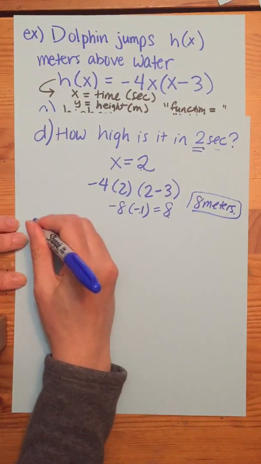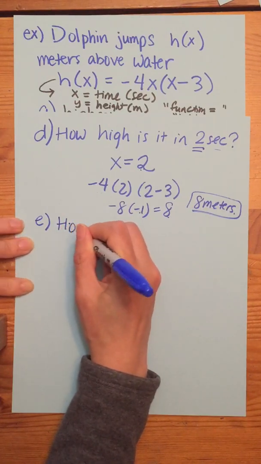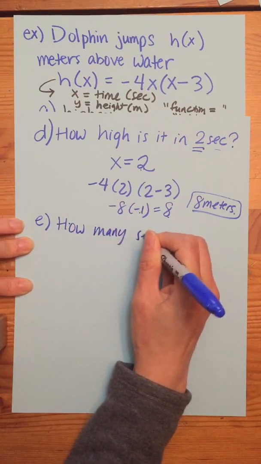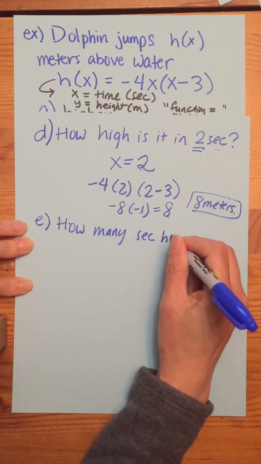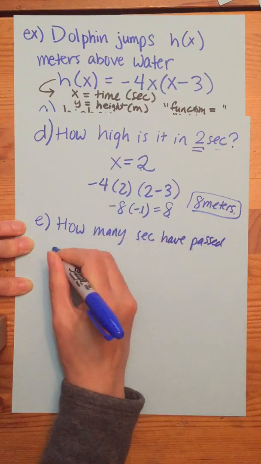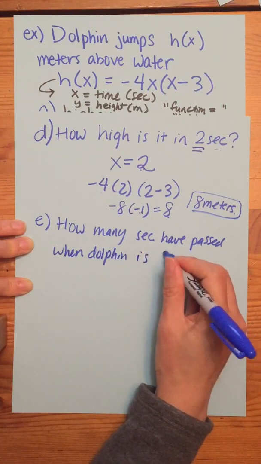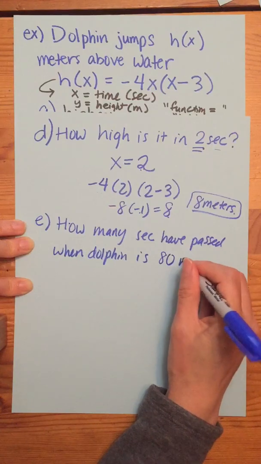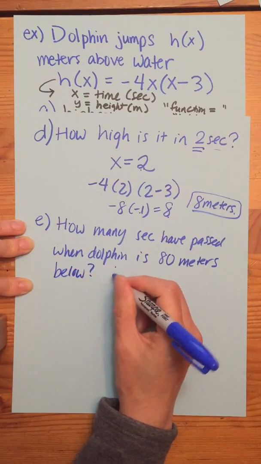Let's do one more like that. So what if they asked for how many seconds have passed when the dolphin is 80 meters below water. And this means that it's a height of -80.